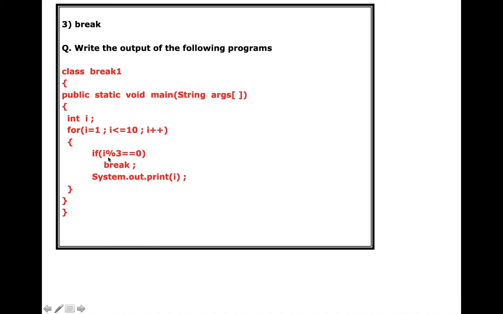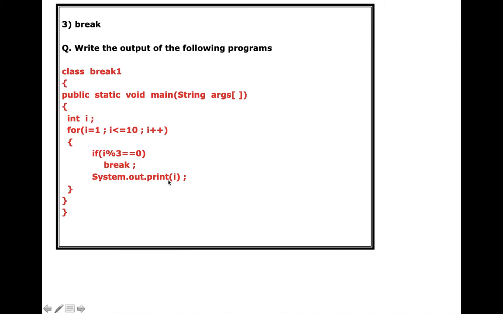In a modulus operation, if the first operand is lesser than the second operand, the answer is the first operand. So it is 1. I modulus 3 is equal to 1, which is not equal to 0. So this condition is false. Look at the mouse pointer. Because the condition is false, break will not execute. So nothing happens. This SOP will execute normally and it will display the value of I. Now what is the value of I? 1.